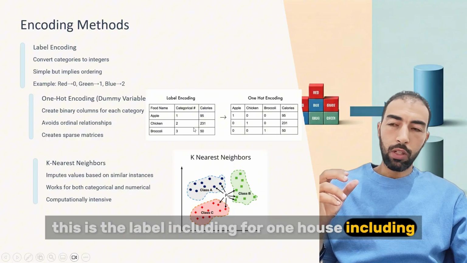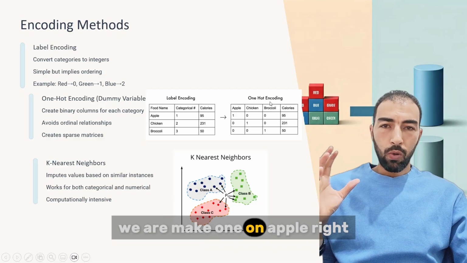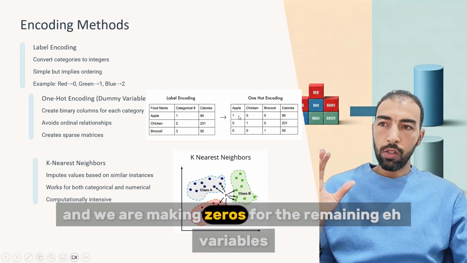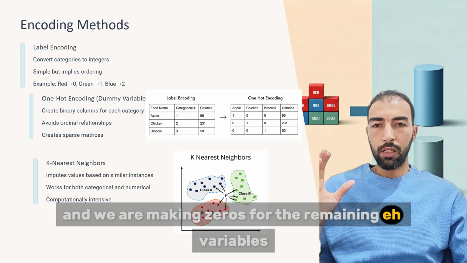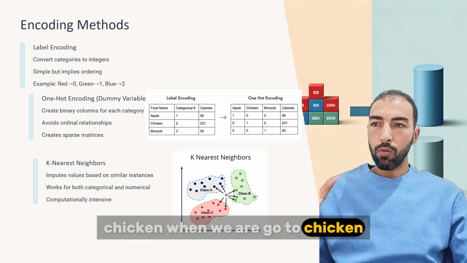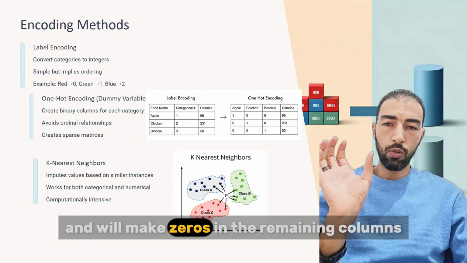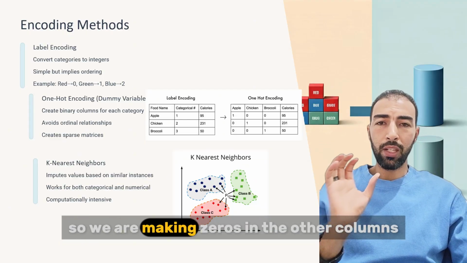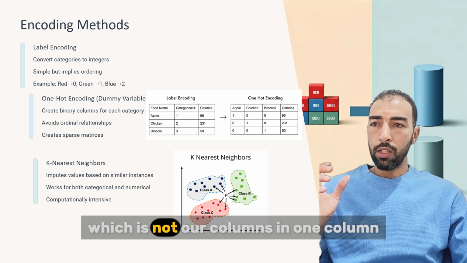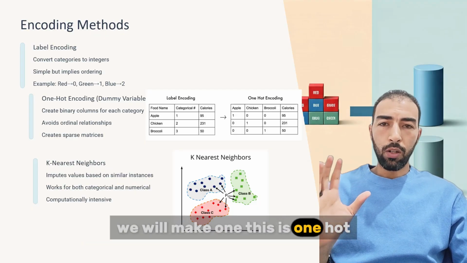For one-hot encoding, we make 1 on apple, right? And we make zeros for the remaining variables. When we go to chicken, we will make 1 in the column of chicken and make zeros in the remaining columns. So we are making zeros in the other columns, which are not our column. In one column, we make 1. This is one-hot encoding.